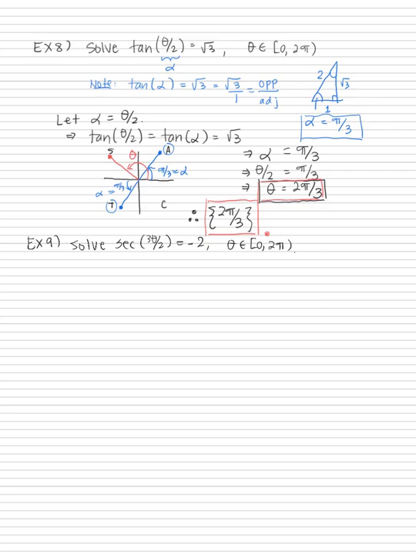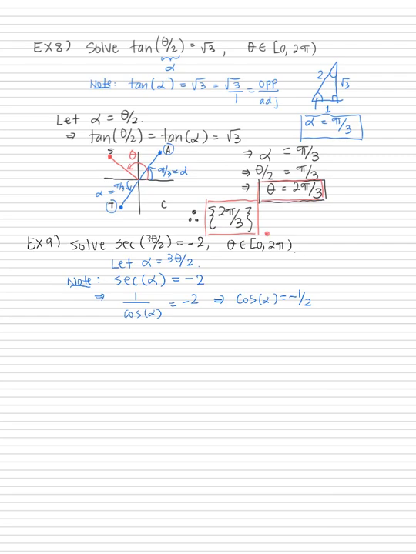Okay, so first we're going to try to come up with the reference angles, but first let alpha be 3 theta/2. Okay, and then note that secant of alpha is -2. That's same thing as saying that 1/cosine of alpha is -2. So that implies that cosine of alpha is going to be -1/2. Okay, so let's try to find the reference angle for that.